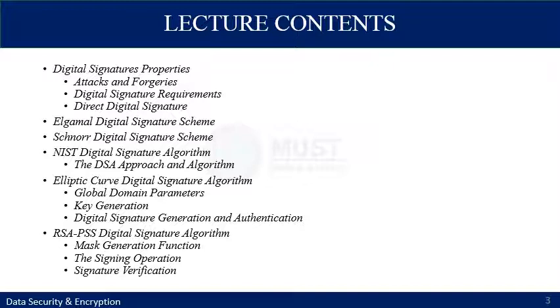So here is the lecture content. In this lecture I am going to discuss the digital signature properties. Some different kinds of attacks and forgeries will be discussed, and digital signature requirements will be analyzed. There will be some algorithm techniques to build digital signatures, and two famous techniques are referred to as ElGamal and Schnorr digital signature schemes. Then there will be the NIST digital signature algorithm and the elliptic curve digital signature algorithm. And finally, there will be the RSA-PSS digital signature algorithm, its implementation, and signing and verification of signatures.